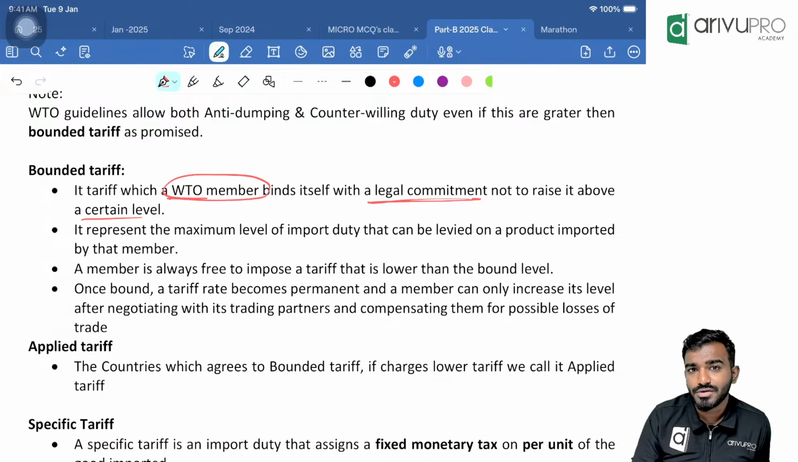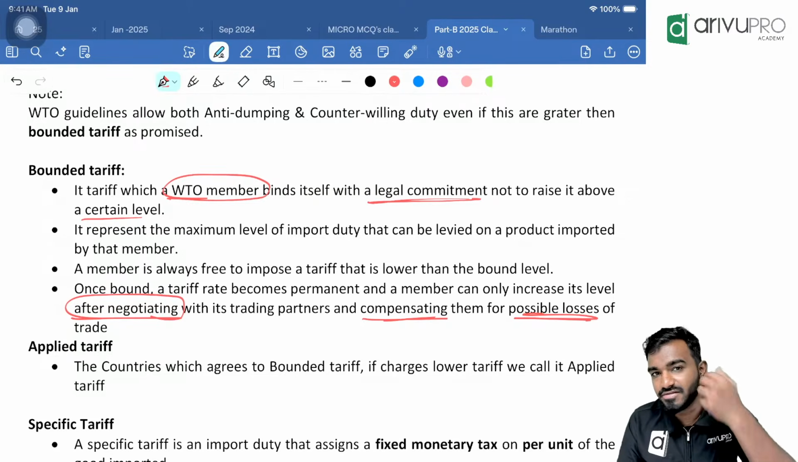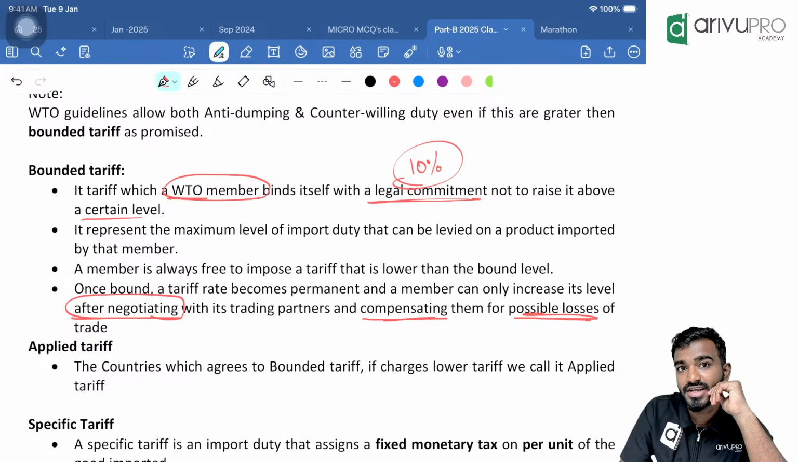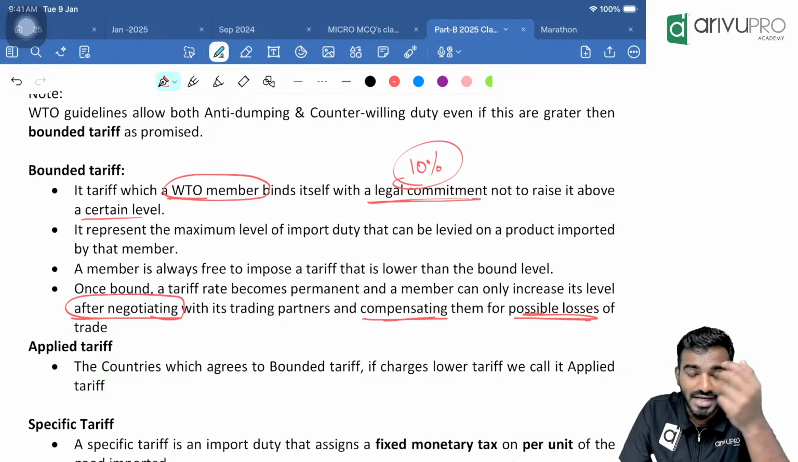Sir, what if we have to raise? We have to sit and negotiate with them. After negotiating, we have to compensate our trading partner for their possible losses, and then we have to increase the tariff rate. Sir, what if we have agreed to charge 10%? We will charge less than 10%. Is that okay? Yes. Charging less is never a trouble.